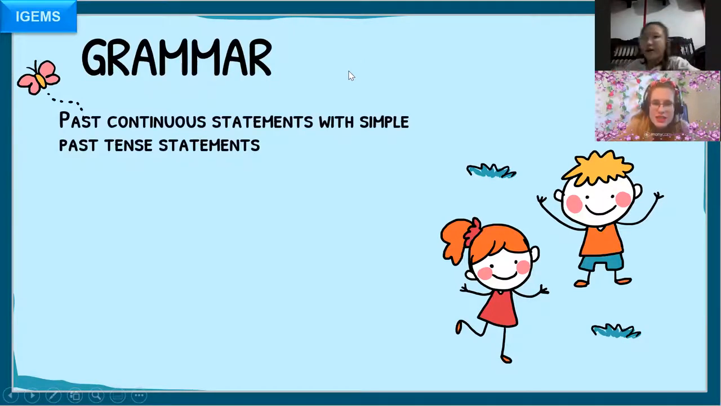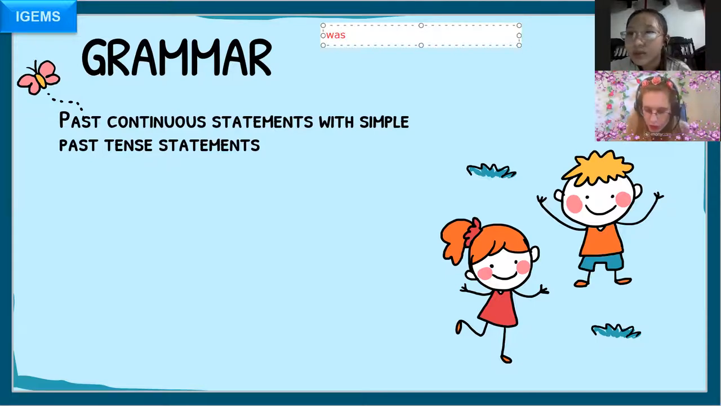Grammar. Past continuous tense. What is past continuous tense? Okay. Can you remember? Past continuous tense. What is this? Continuous tense. Yes. Okay, so past continuous tense. Let me write it for you. Okay. So it is when we use was or were, plus the verb with the ing.